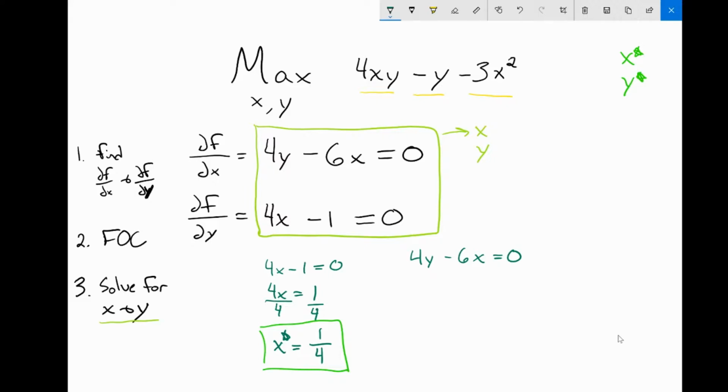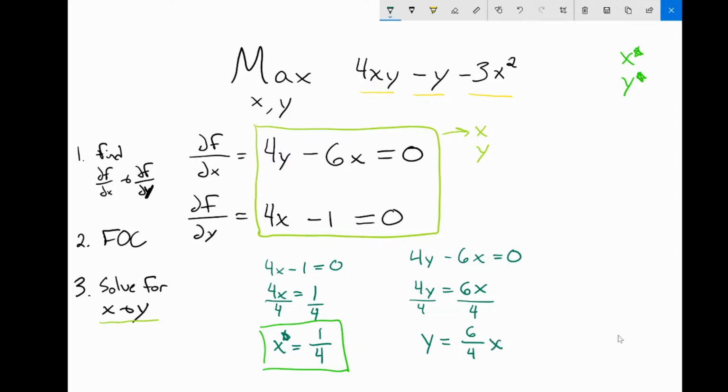So let's do this. Let's solve this function for y. It'll be y as a function of x. Then we'll plug x star into it and we'll find y. We'll find y star. All right, let's try that. So let's solve this. First, let's take the negative 6x over to the other side. So we'll have 4y equals 6x. And then let's divide both sides by 4. And we'll get y equals 6 over 4 x.